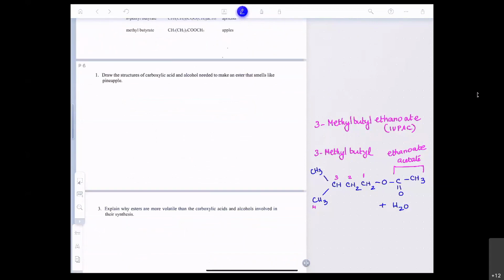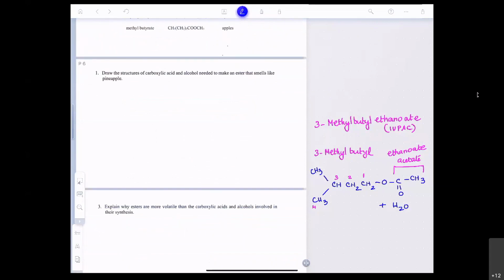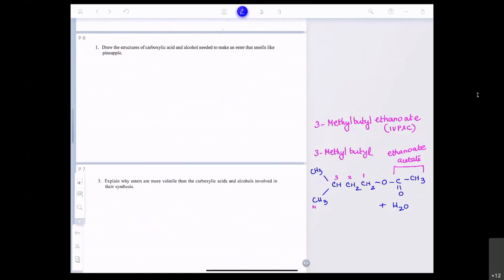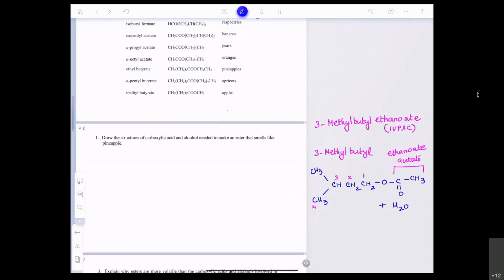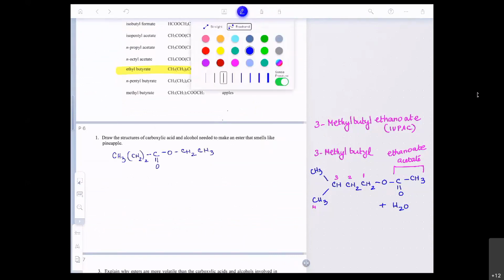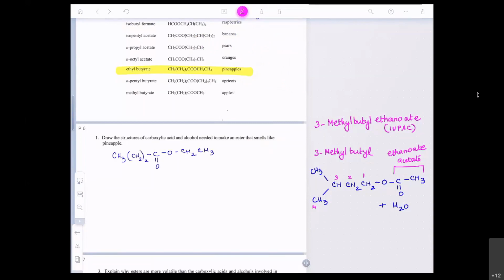I want to start looking at some pre-lab and post-lab questions to explain a little bit more chemistry. So draw the structures of the carboxylic acid and alcohol needed to make an ester that smells like pineapples. So we are going to look at this particular ester, which is your ethyl butyrate. So what I'm going to do is go ahead and just open this up a little bit just to show you how we can decide what our carboxylic acid and our alcohol are. So what you want to do is a couple choices you have.